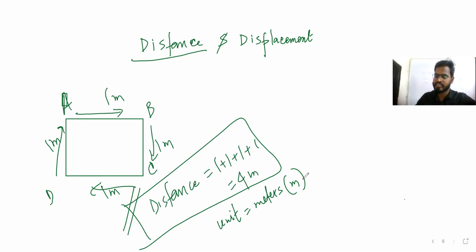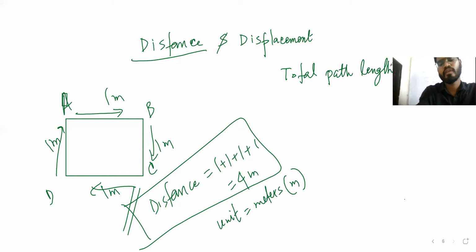So what is distance, guys? Total path length covered by an object is known as distance. Fine. So here it is 4 meter. Suppose a circle is there; we'll see those numericals later. I'm writing here: total path length covered by an object is known as distance.